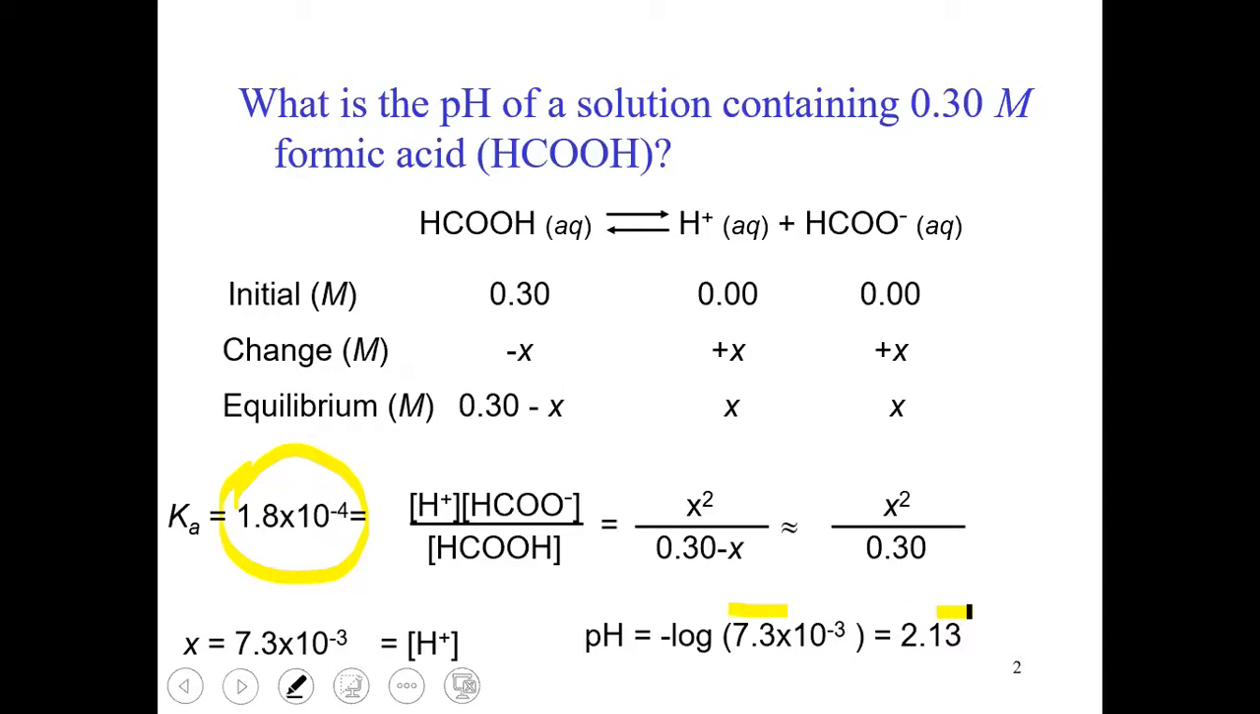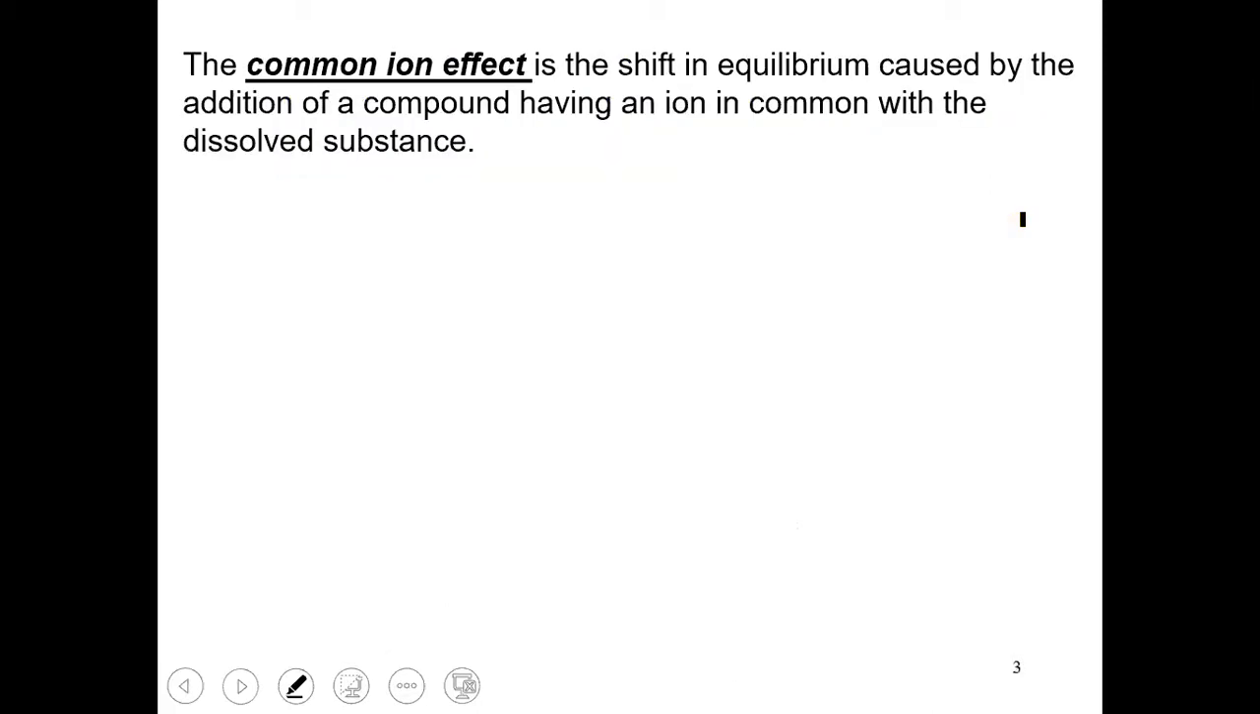Now, let's ask this question. What would happen if instead of having just formic acid, I come in and I add a salt that contains the conjugate base, which is the formate? What happens then? Well, we're going to talk about a phenomenon that is called the common ion effect. This is a shift in equilibrium that's caused when you add a compound that has an ion in common with the dissolved substance. Essentially, the common ion effect is kind of like a perspective or an example of the Le Chatelier principle, right?